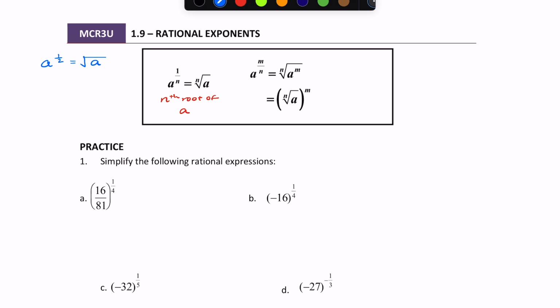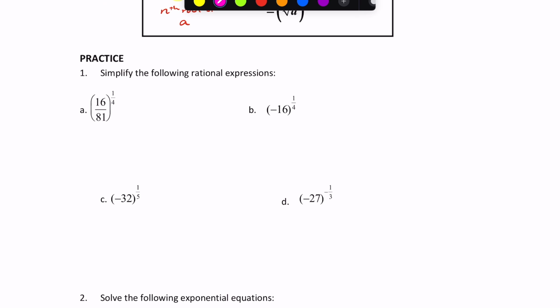So here we see that if it's a to the power of m over n, then we have the nth root of a to the power of m, or we can rewrite it as the nth root of a, with the brackets, to the power of m.